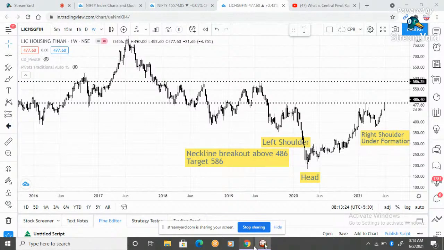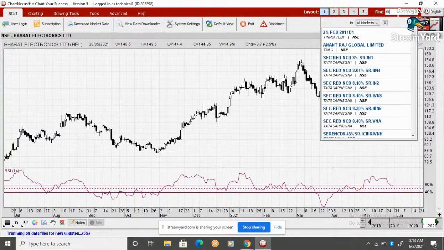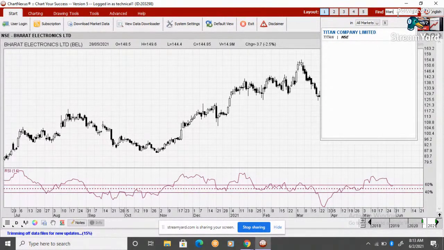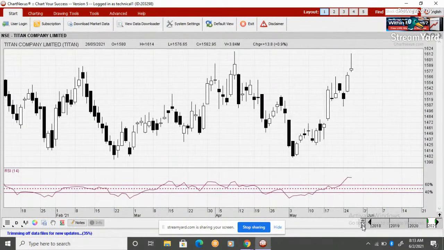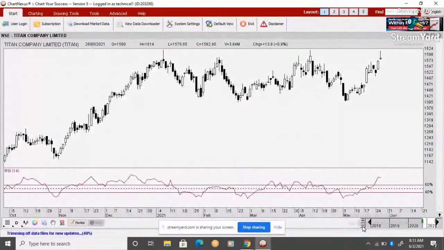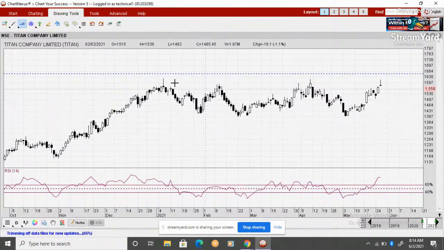Now let me give you the update on one more stock, Titan. This is the price graph of Titan. This is the daily time frame. On daily time frame, you can see Titan is moving completely sideways. Since the month of December, the move is completely sideways.